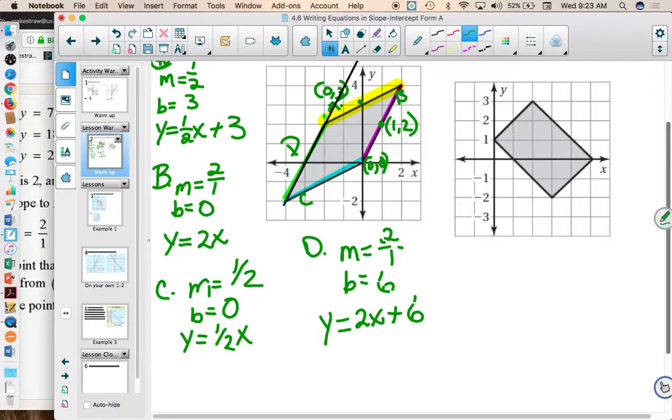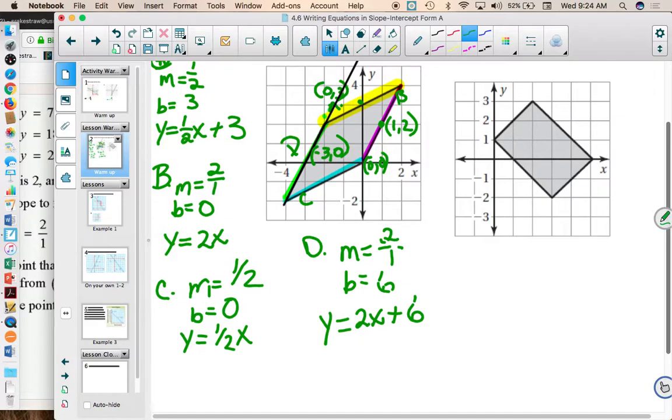And I know why. This point is what point? -3. Plug those into the equation. What's -3 times 2? -6. Plus 6 is 0, so it fits. I didn't plug it in right a while ago, sorry. That was my fault. You were correct. We all make mistakes.